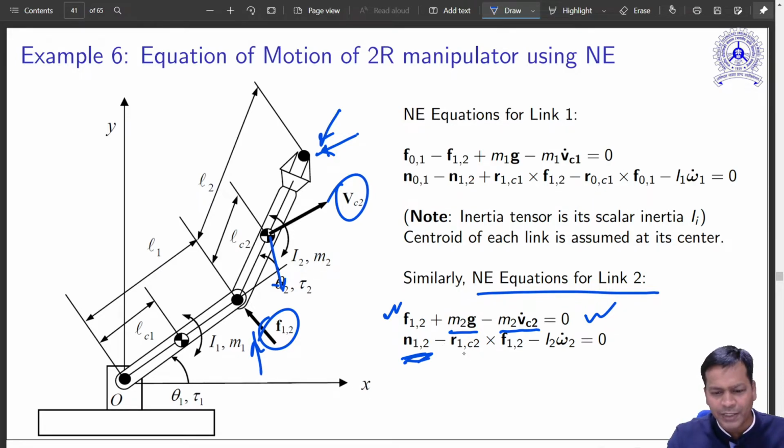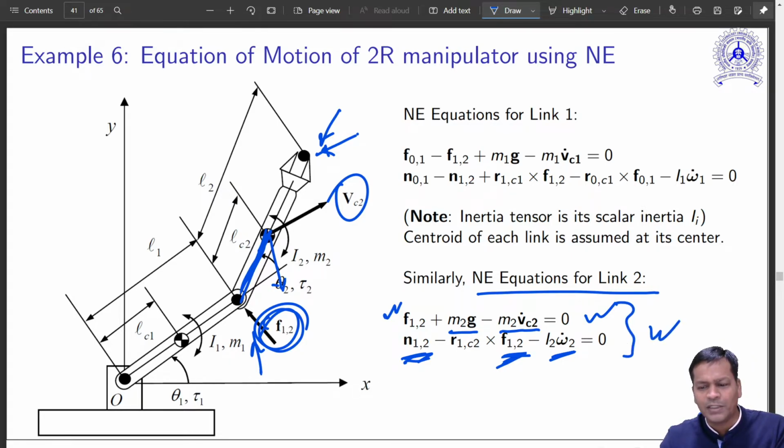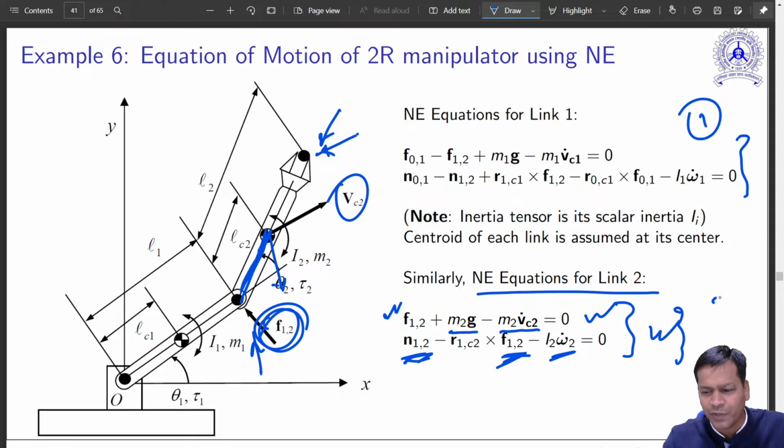Okay, and then this force will create a moment over here, so that is this one, and this is again scalar moment of inertia into angular acceleration. So this is also a simpler one. Now how to attack this? This is the first pair, another pair is here. This is for link system 1, this is for link system 2. Mind it, so far it is clear, there should not be any difficulty.